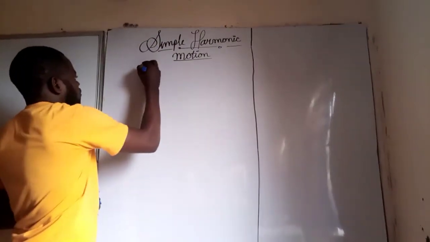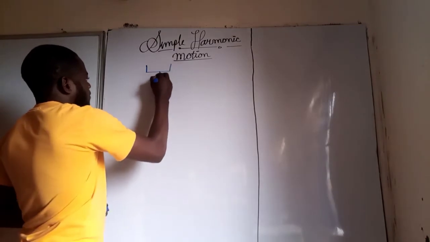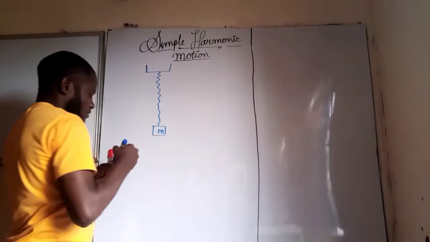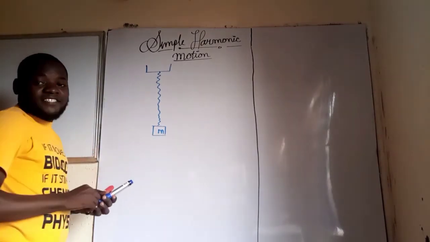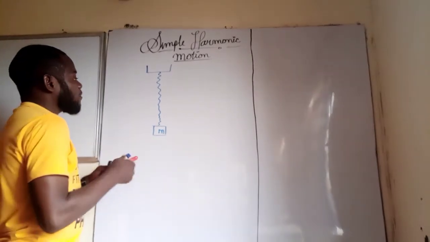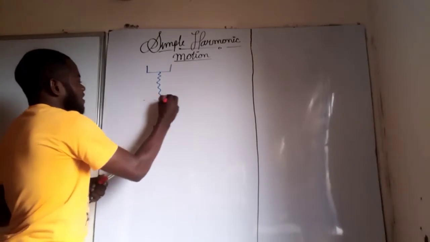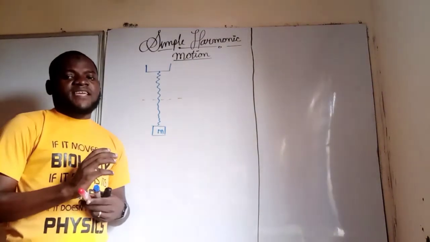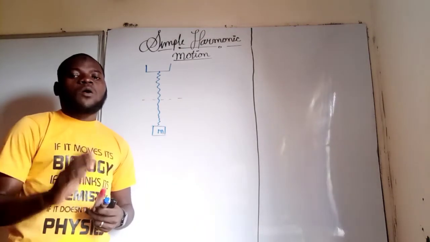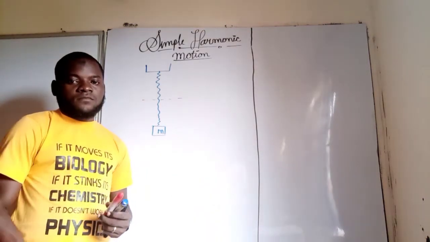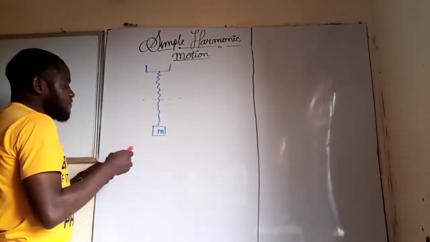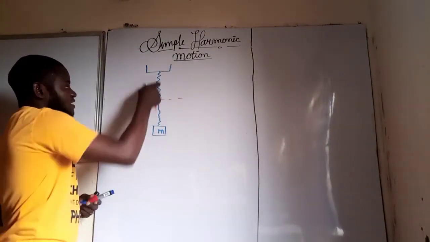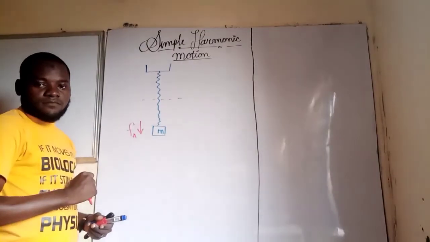If I have a string like this, so I have a mass attached on the string, and the equilibrium position of the string is here. Now, let's pay maximum attention so that we understand what we call a periodic motion. Now, when I apply force to this body, the applied force is taking the body downward.